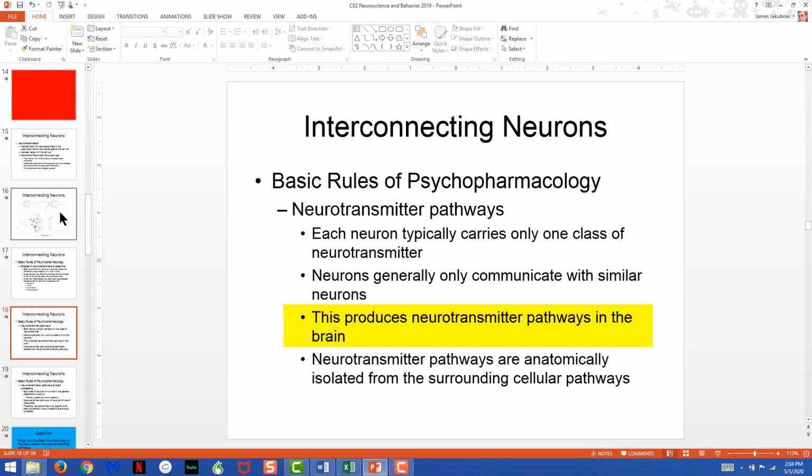Now, of course, cells that have any one particular neurotransmitter will have to communicate with other cells that do not have the same neurotransmitter. Otherwise, you would limit all the communication in the brain to specific neurotransmitter pathways, which would really limit the breadth of circuitry that you could generate in the brain.